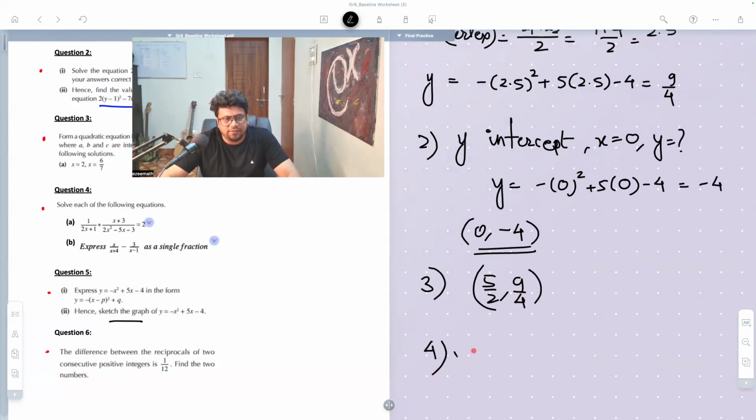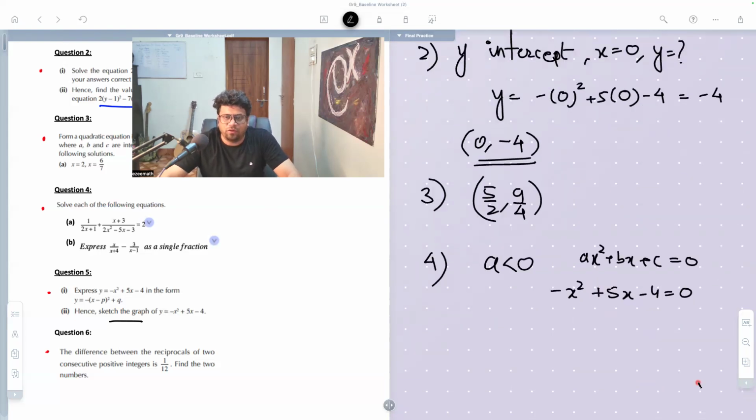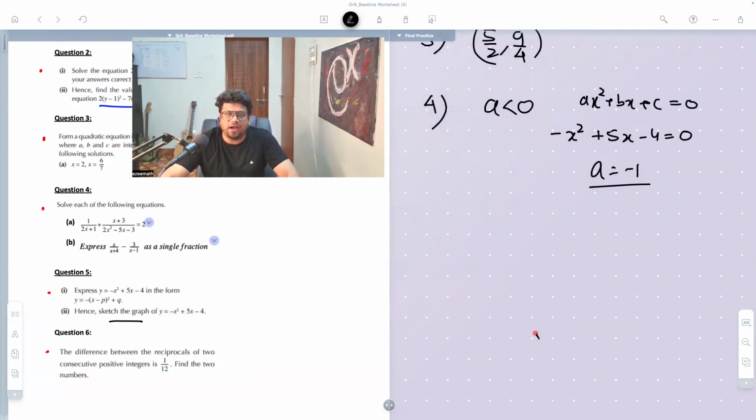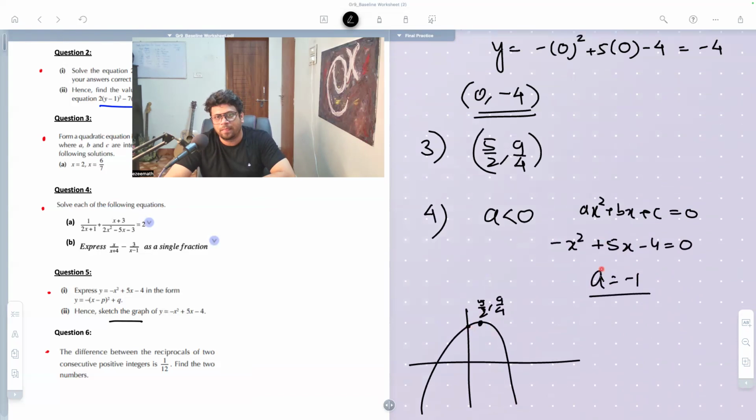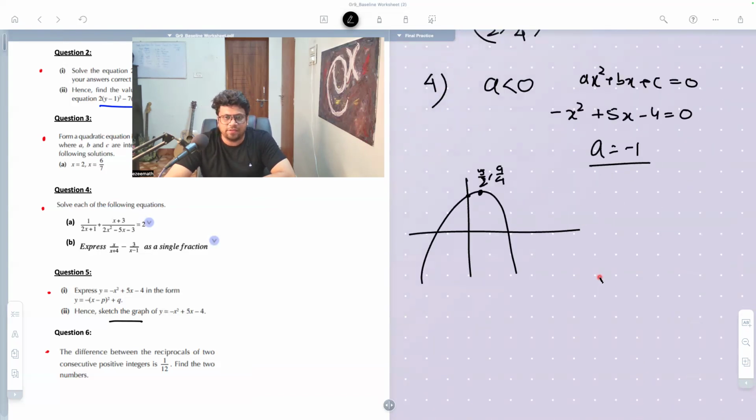And the shape, since I see the a value is negative here. See, ax square plus bx plus c equal to 0 is supposed to be the general form of a quadratic. What we're given is negative x square plus 5x minus 4. A is minus 1. If you can see, it's negative, and that is why the quadratic is going to be upside down. It's going to be like that. Well, the vertex is at 5 by 2, comma 9 by 4. The y-intercept is minus 4.